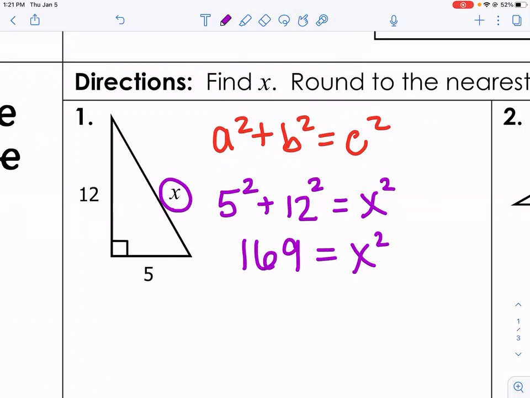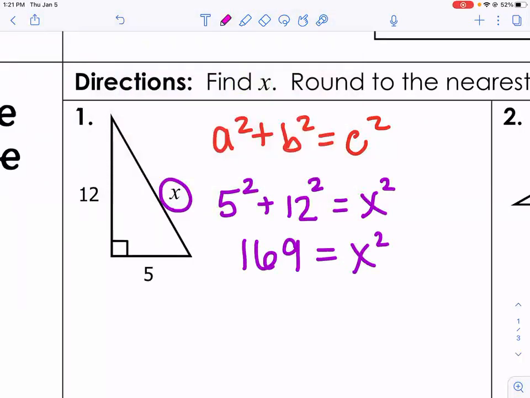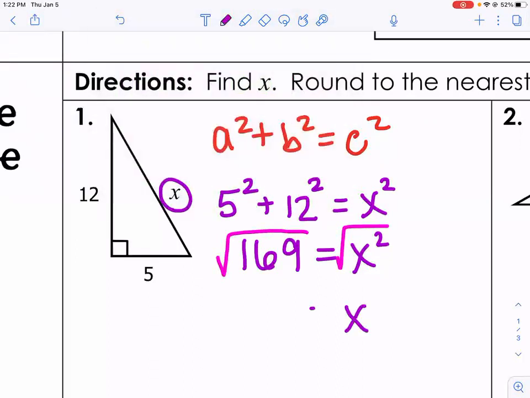Now, Nirvan, if I have x squared equals a number, how do I get just x? What undoes a square? A root. That's funny, but a square root. We're going to take the square root of both sides to get x equals the square root of 169.